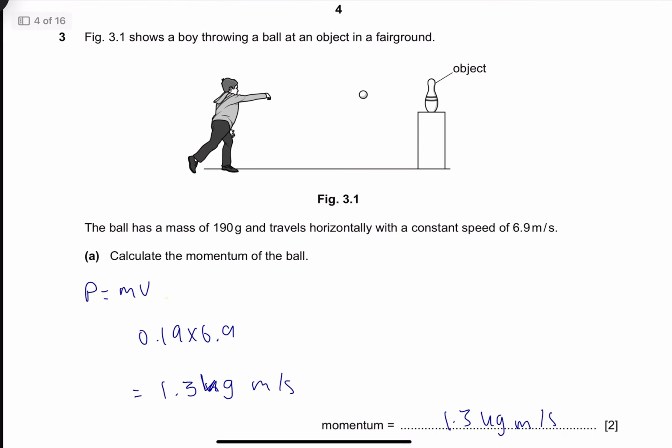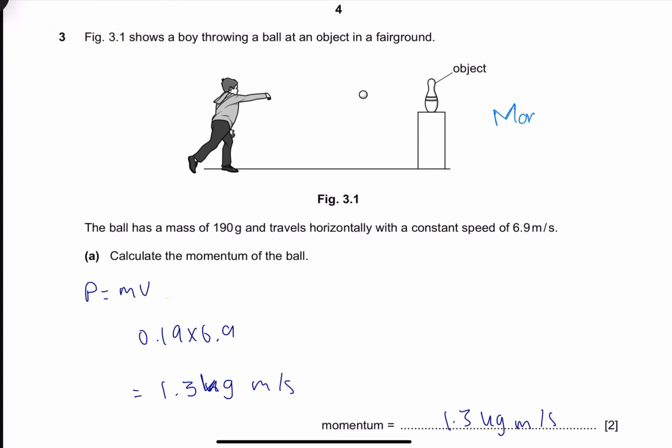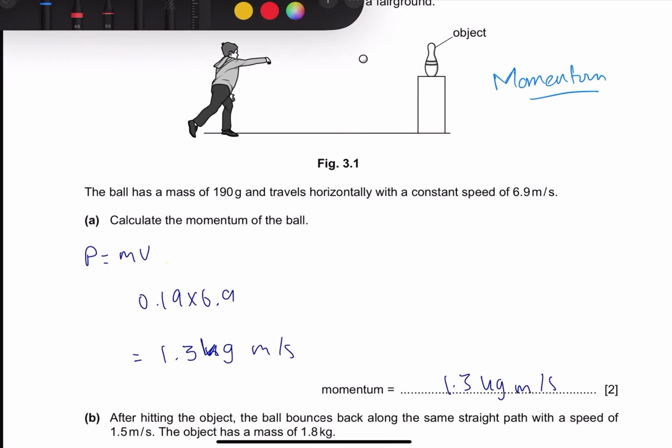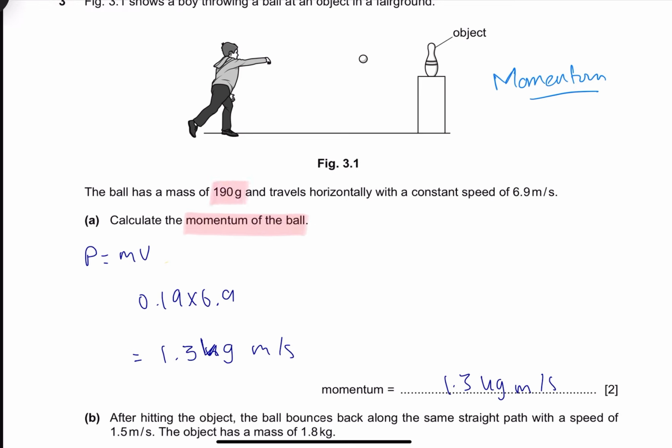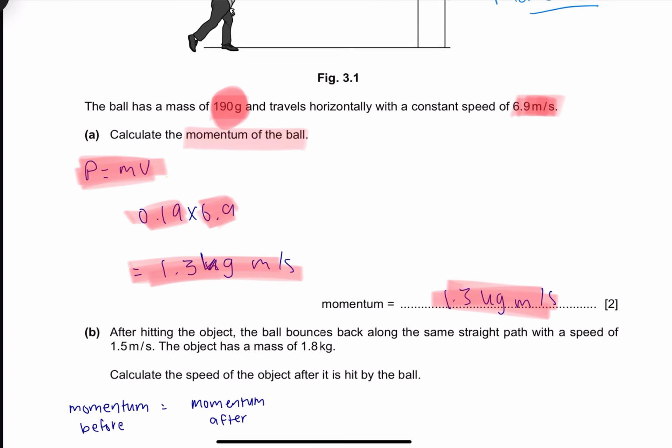And the third question is from the momentum topic. We have to find the momentum of the ball. We have a mass and we have its velocity. The mass is in grams, so first of all you have to convert it into kg. Divided by 1000, you get 0.19 kg, and the velocity given is 6.9. Units are perfect, meter per second. Using the formula of momentum, you get 1.3 kg meter per second.